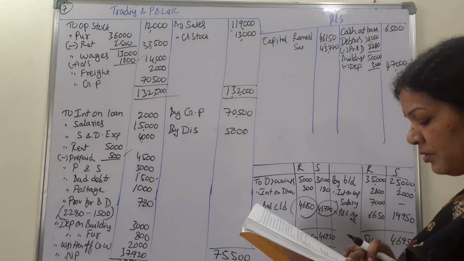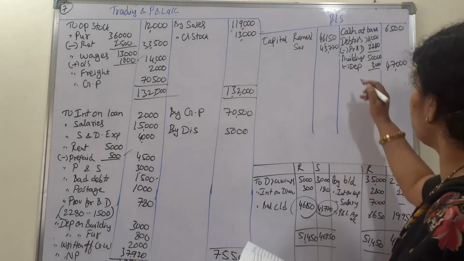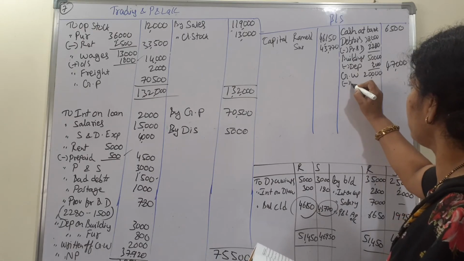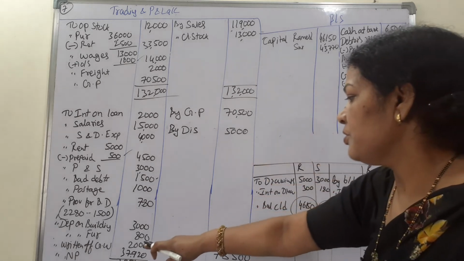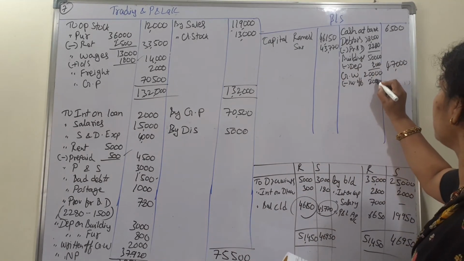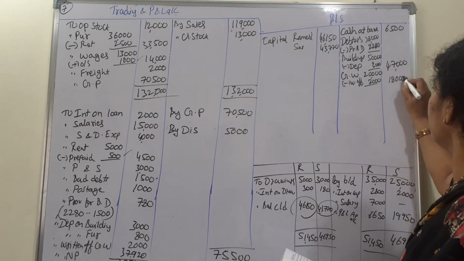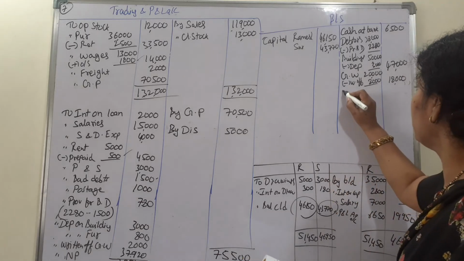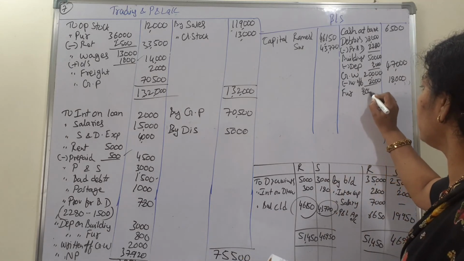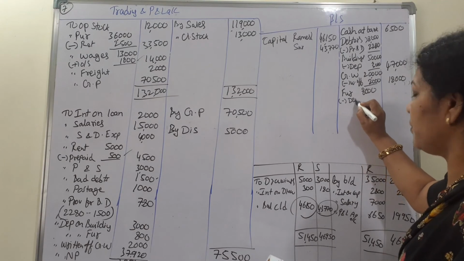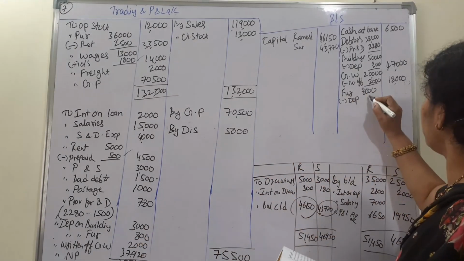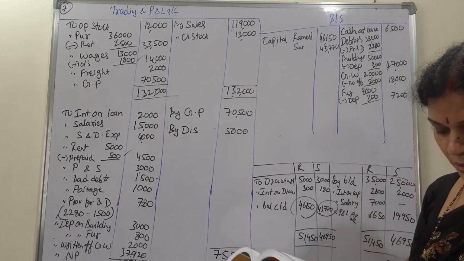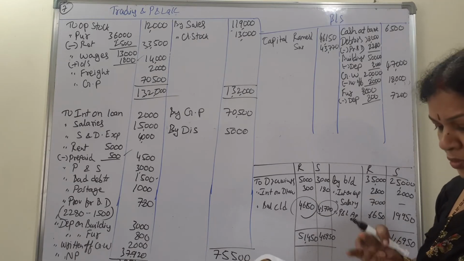After buildings, goodwill 20,000 minus written off. How much is to be written off? 2,000. So it is 18,000. After goodwill, furniture 8,000 minus depreciation on furniture 800. So 7,200. Over postage, freight, drawings also over.